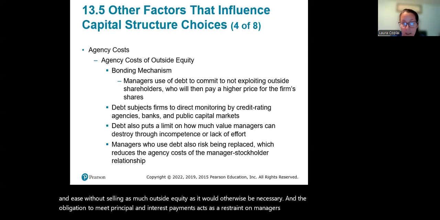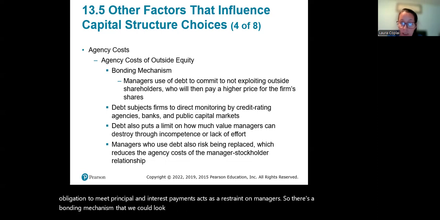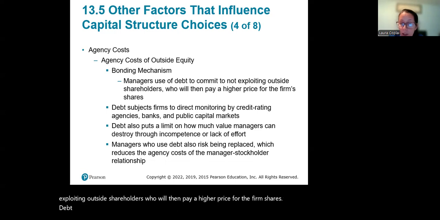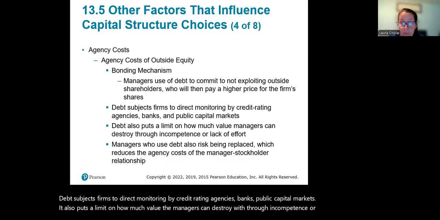So there's a bonding mechanism that we could look at where managers are using debt to commit not to exploiting outside shareholders, who will then pay a higher price for the firm shares. Debt subjects firms to direct monitoring by credit rating agencies, banks, public capital markets. It also puts a limit on how much value the managers can destroy through incompetence or lack of effort.